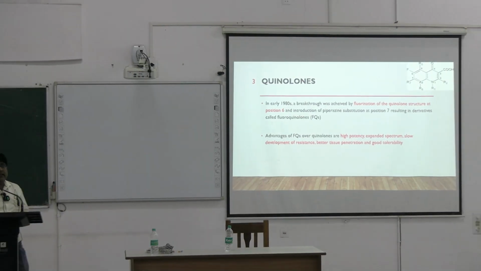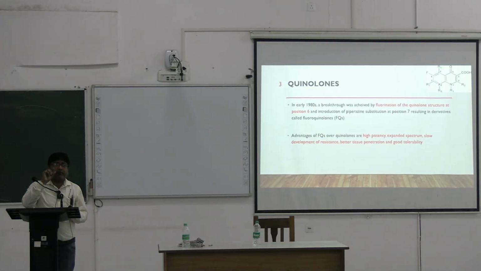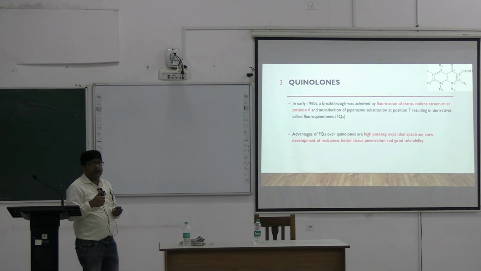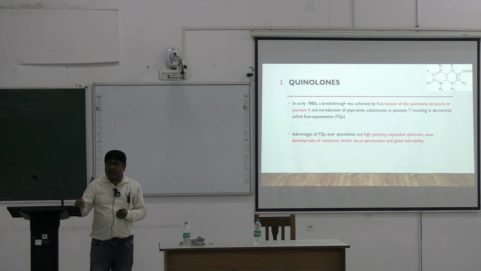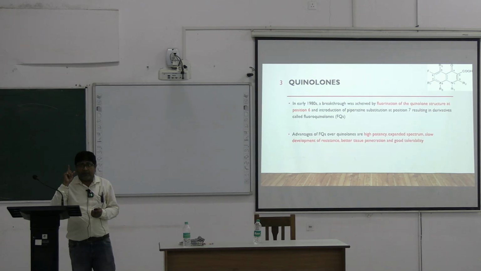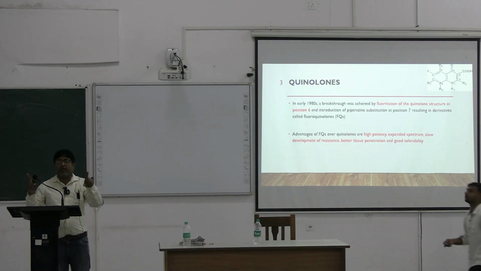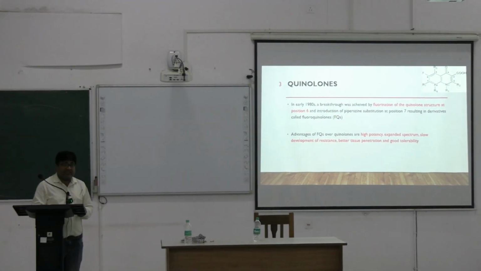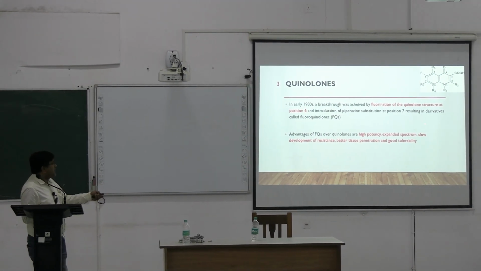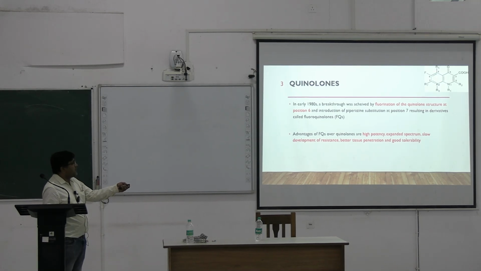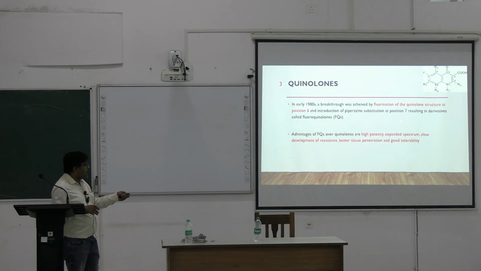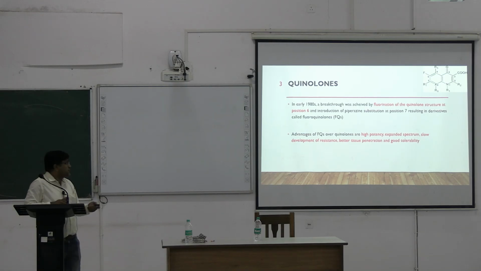Now in the early 1980s, in the quinolone group, a fluorine atom was substituted at one of the carbon atoms, and then came the fluoroquinolones. This fluorine substitution increases the spectrum of activity even to gram positive organisms. A breakthrough was achieved by fluorination of the quinolone structure at position 6. This was the site where the first fluorine atom was substituted, along with introduction of a piperazine substitution at position 7, and this structure is now called fluoroquinolones.